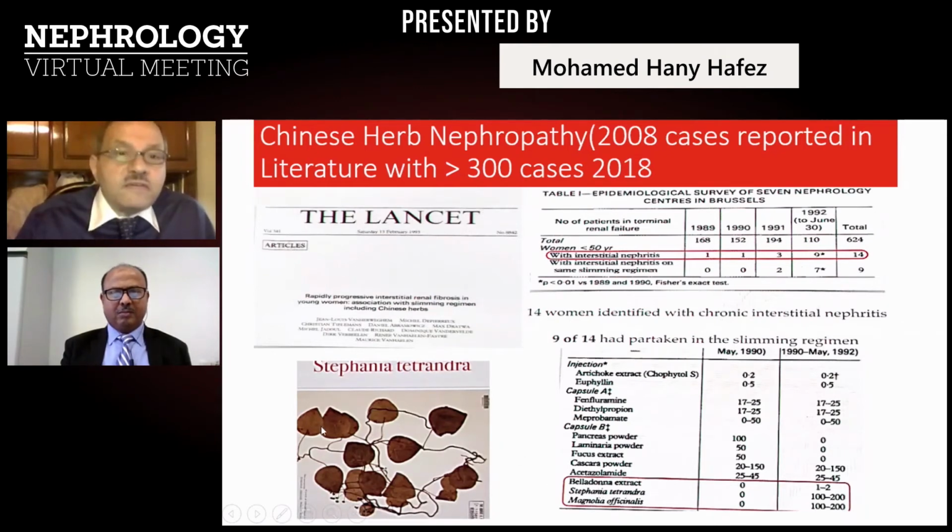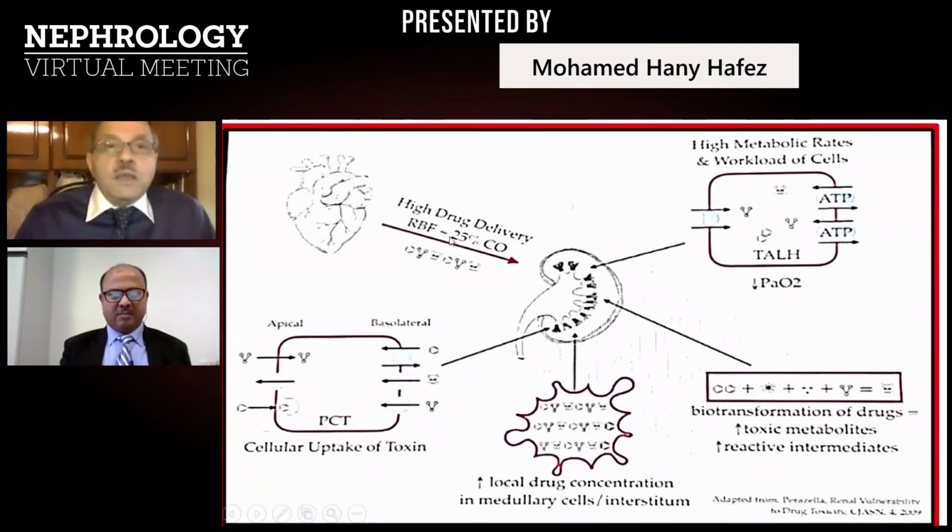This is a Stephania tetrandra picture, and these lead to rapidly progressive interstitial renal fibrosis in young women associated with a slimming regimen, including Chinese herbs. What is the mechanism of this affection? You see high drug delivery by the renal blood flow to the kidney, cellular uptake of the toxin, increased local drug concentration if you give big doses, and again, high metabolic rates and biotransformation of some drugs to other more toxic material, leading to more affection of the kidney.